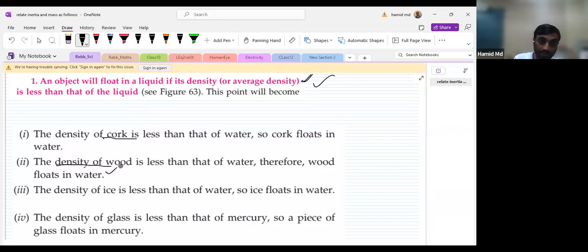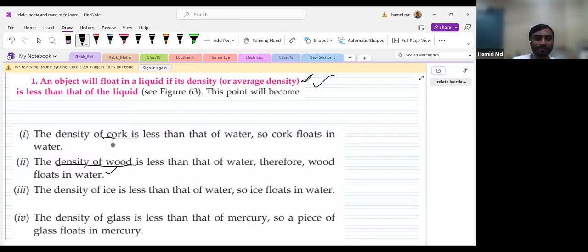There is the density of wood. Of course, if you see back in the village, all the wood is being ferried in the river. Yeah, that's one of the transport means.